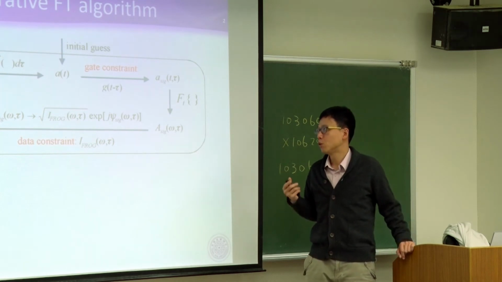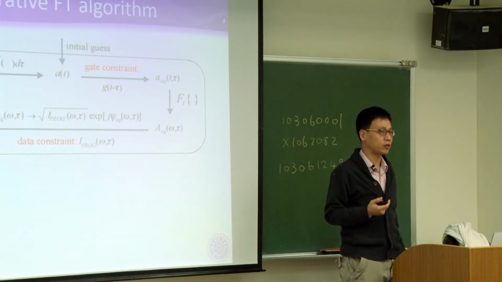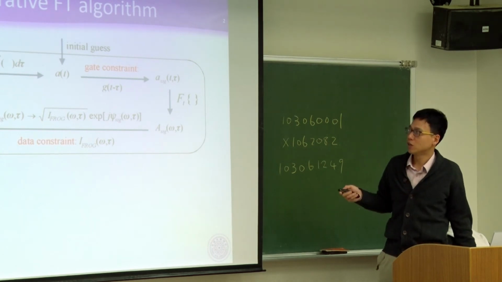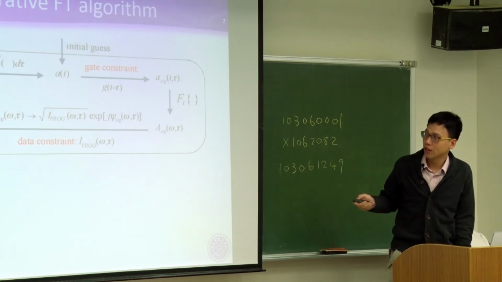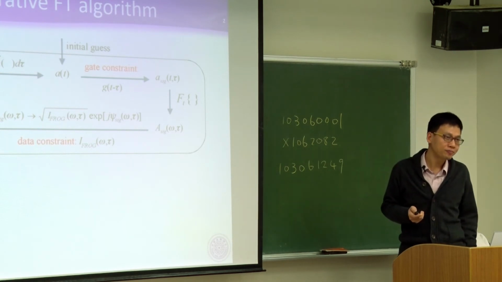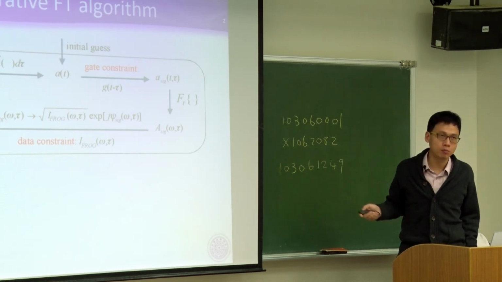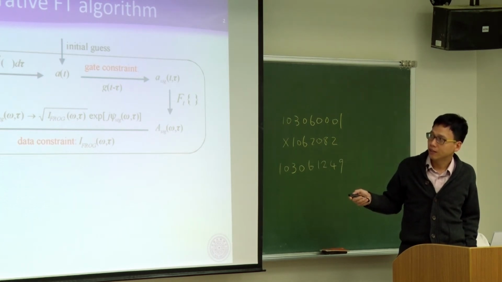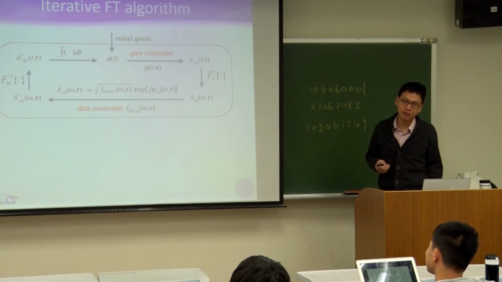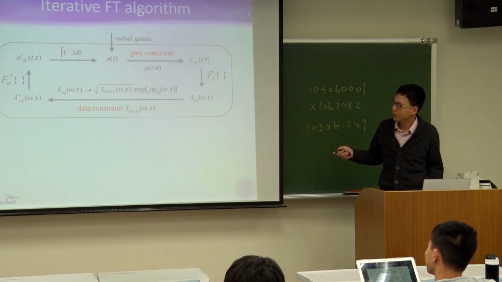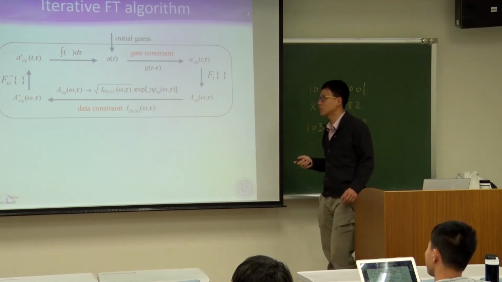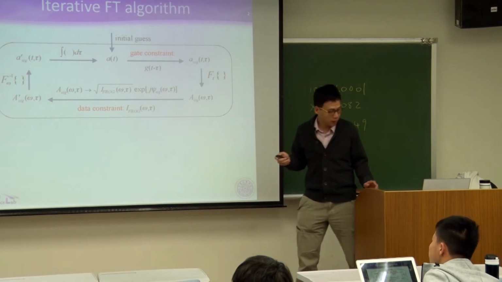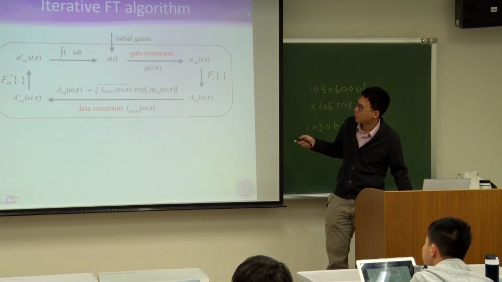But in practice, we only measure the gated power spectrum, not the gated complex spectrum. So all you have to do is replace the magnitude of big A by the square root of your measured FROG trace. This is the so-called data constraint, while leaving the phase component unchanged. So after that, you get an updated gated complex spectrum. Inverse Fourier transform, you get an updated gated signal in the time domain. Then the most important issue is from here to here.